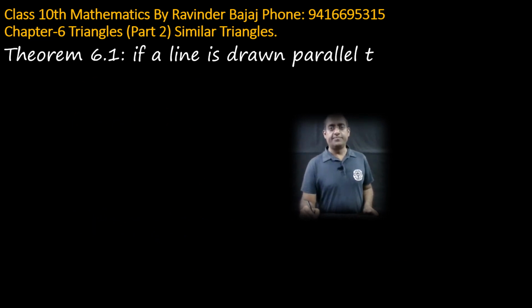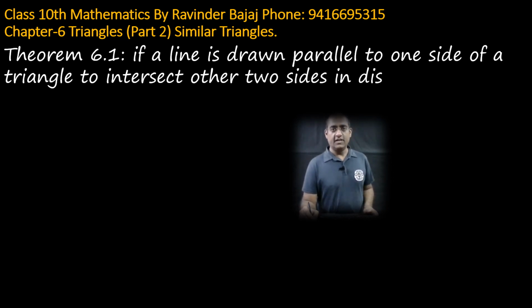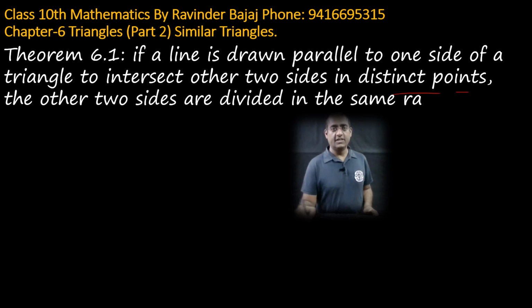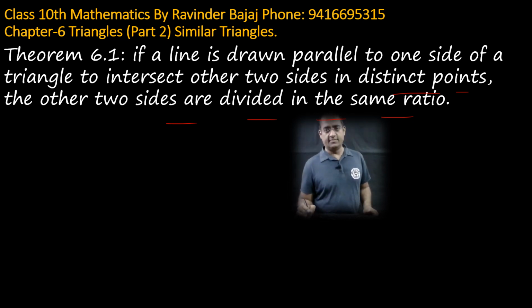Theorem 6.1. If a line is drawn parallel to one side of a triangle, to intersect other two sides in distinct points, the other two sides are divided in the same ratio. So here a triangle is given and a line parallel to one side of the triangle is given, and that line intersects the other two sides of the triangle at two different points. We have to prove that the other two sides are divided by the parallel line in proportion.